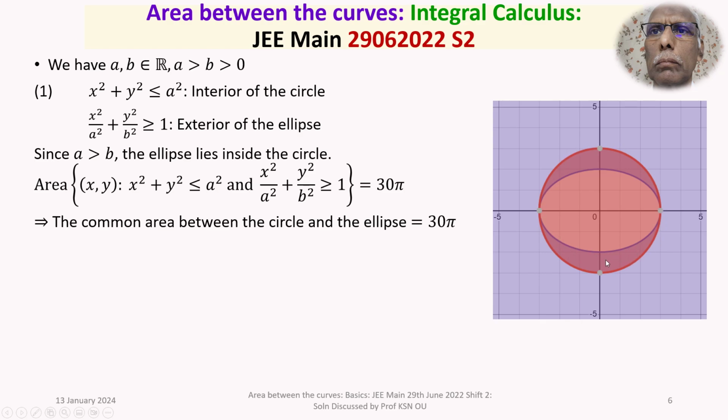So pi a square is the area of the circle, minus the area of the ellipse. That is pi a square minus pi ab. That is the common area, which is equal to 30 pi. Cancelling pi throughout, you get a square minus ab is equal to 30. Let's call this equation 1. We move on to the second case.